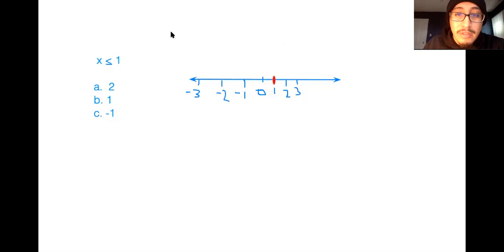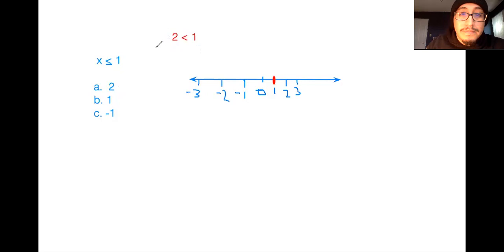Positive 1's right there. So that means we read the inequality one more time: x is less than or equal to 1. That means any number you change x for has to be smaller than or equal to 1. And these are your values that you have right now. The first one you have is 2 is greater than or equal to 1.